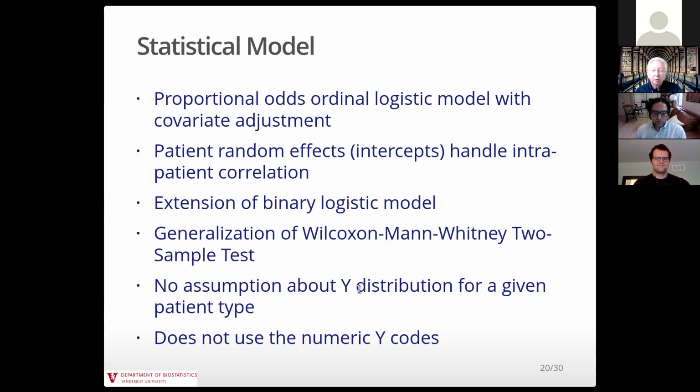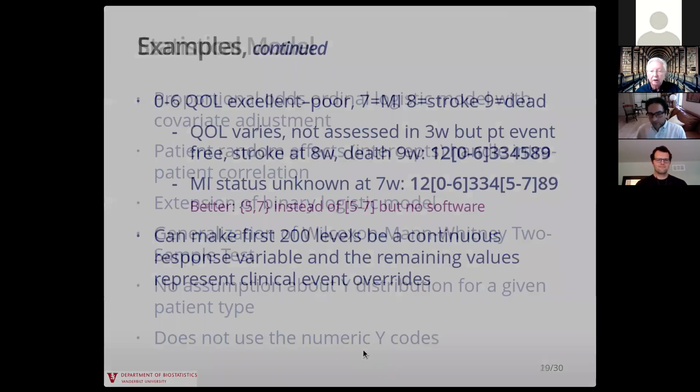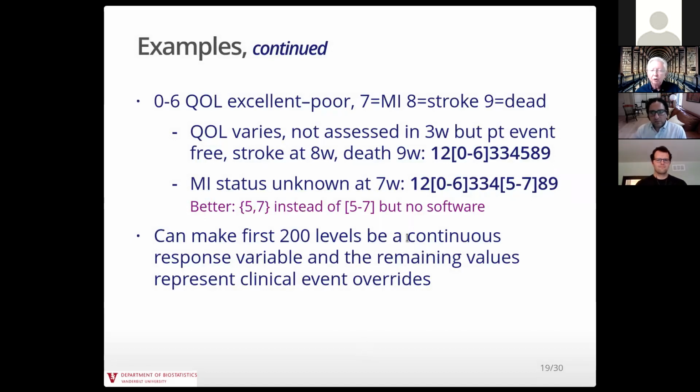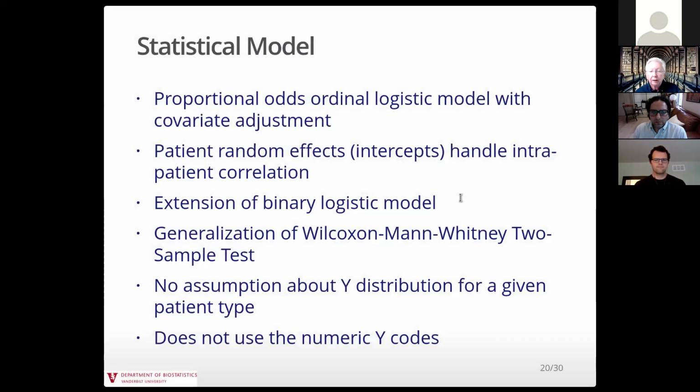And it makes no assumption whatsoever about the distribution of the outcome variable for a given type of patient. And it doesn't use the numeric values. So when we saw these numeric values back here, those numbers are not used anywhere, only their order is used. So this could have been A, B, C, D, E, F, whatever. You could put letters of the alphabet so that the numbers are not actually used anywhere in the calculation. It just uses which category is higher than which.